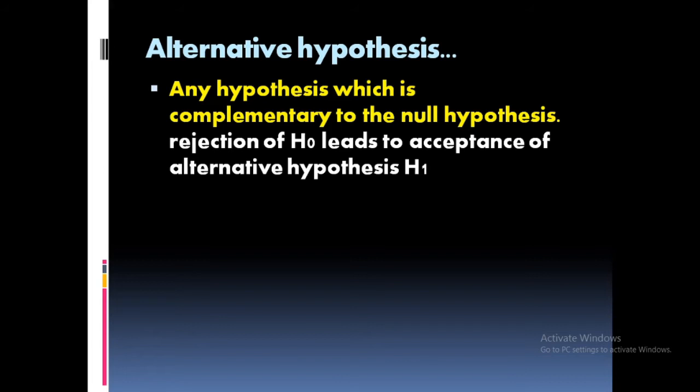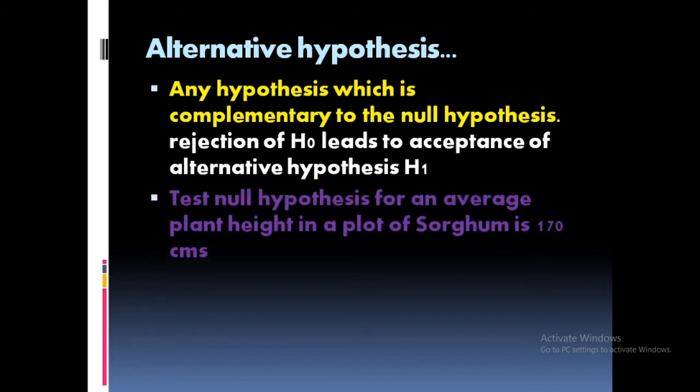Okay, for example, you can explain with an example. If you want to test the null hypothesis for an average plant height, say the average plant height in a plot of sorghum is 170 centimeters. That is the average plant height of sorghum plants in a plot. Sorghum is a cereal variety. Clear? Now, the two hypotheses, how will you write them? H0, as I already told, is mu, the population mean, equal to 170.